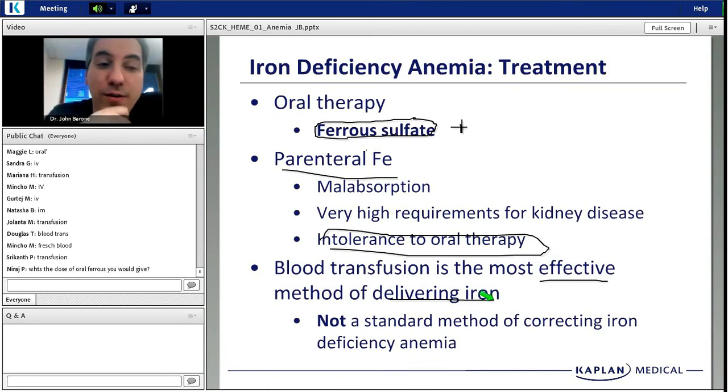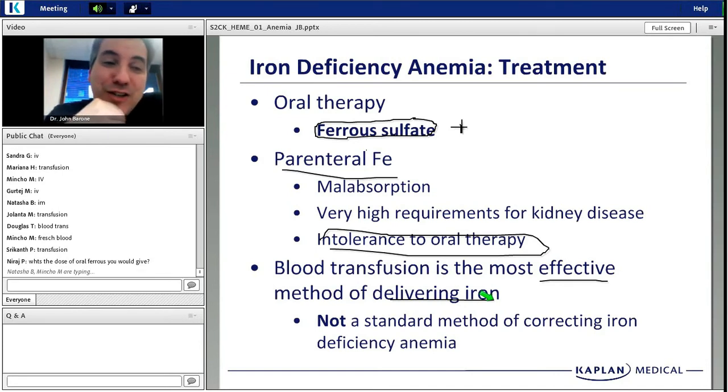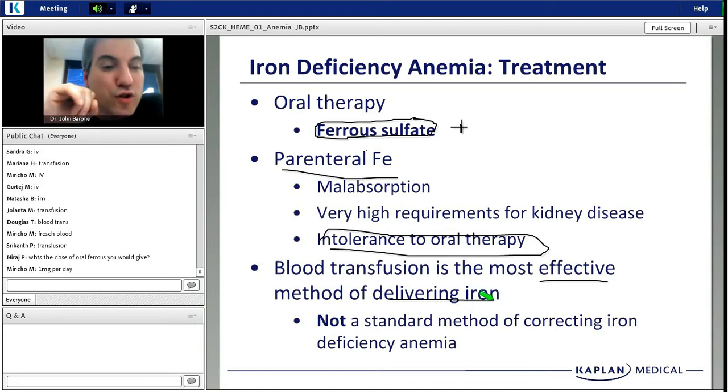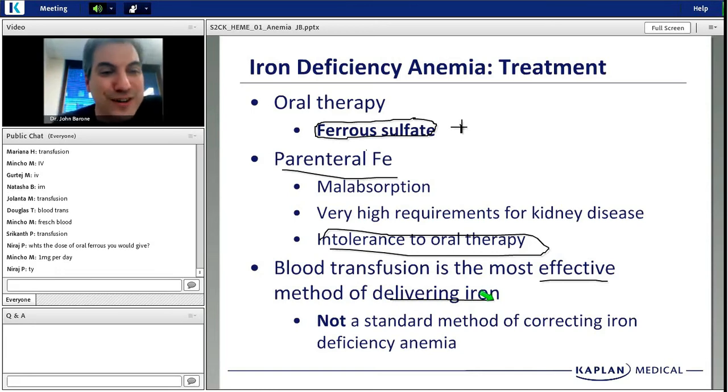But in real life, we don't do it. We don't correct iron deficiency by transfusing you. But the exam's artificial. If they ask what is the most efficient way of giving iron to a patient, a transfusion would be the answer. I know, it's like, what? Yeah, a transfusion, because 1 unit of blood gives you almost a year's worth of iron.